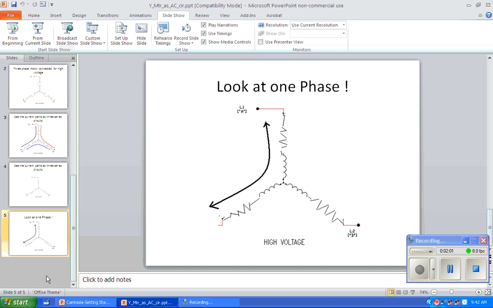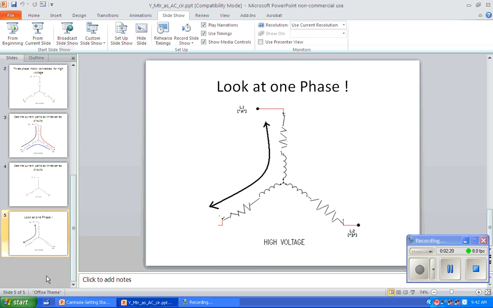And we're just going to look at one phase, because we want to stay in phase, right? Every time you do something with transformers or motors, either one, when you're playing around with three-phase, you want to look at a single phase and find out what's happening. So let's just look at the black phase.